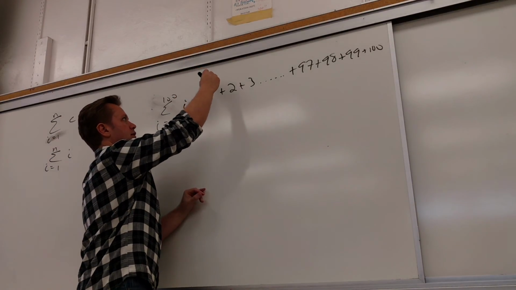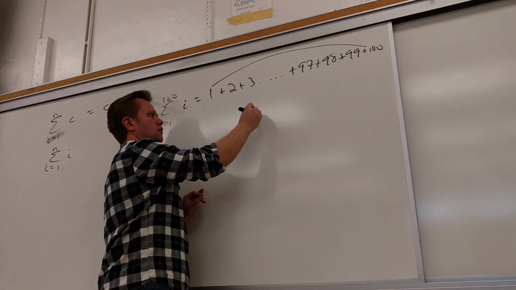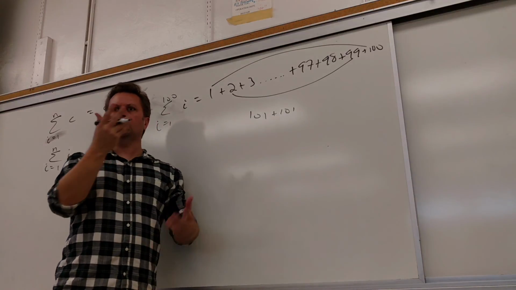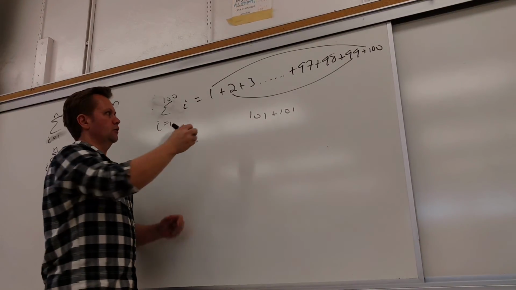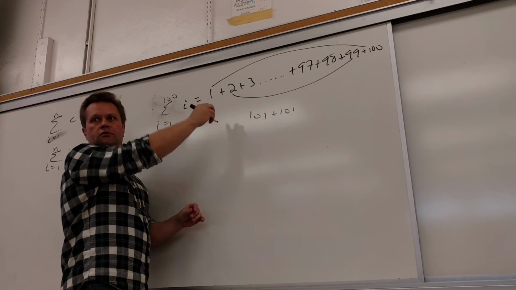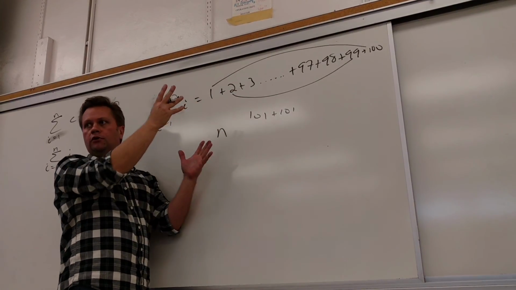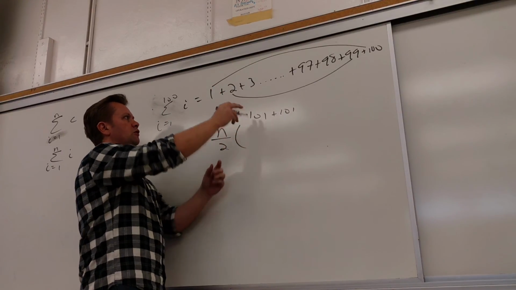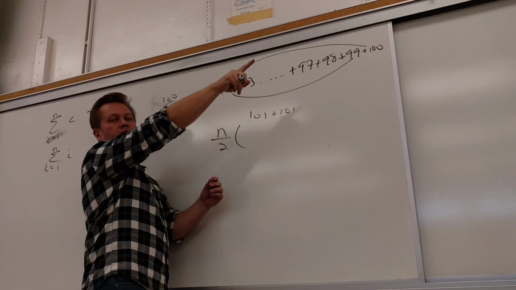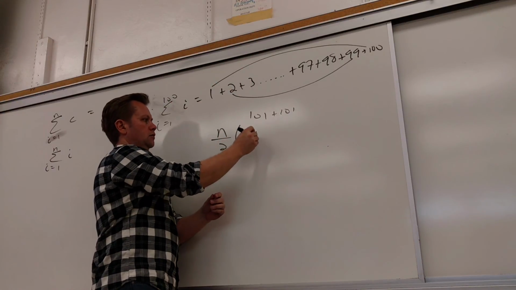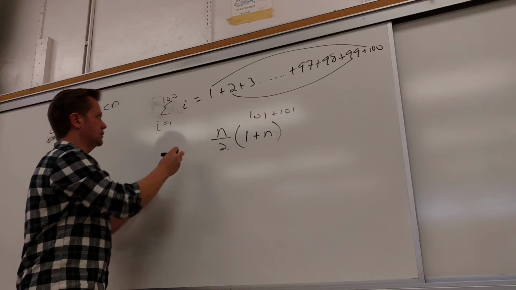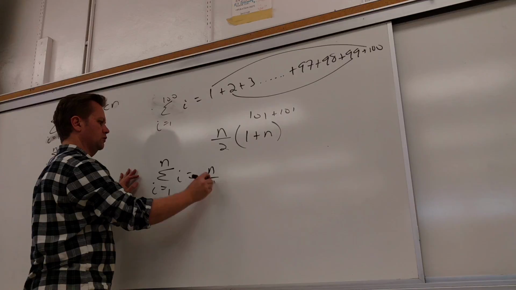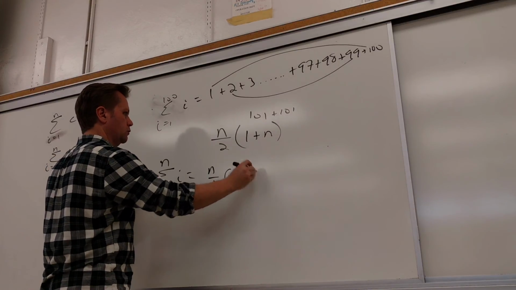And what Gauss had realized is 1 plus 100 is 101, 2 plus 99 is 101. And how many of those am I going to have? 50. Why 50? Because I got how many numbers? In general, n, right? So n divided by 2 is how many pairs I'm going to have. And the sum is always going to be the first number plus the last number, right? So what is the sum of i equals 1 to n of i? It's n over 2. So let me write this a little differently. n plus 1.